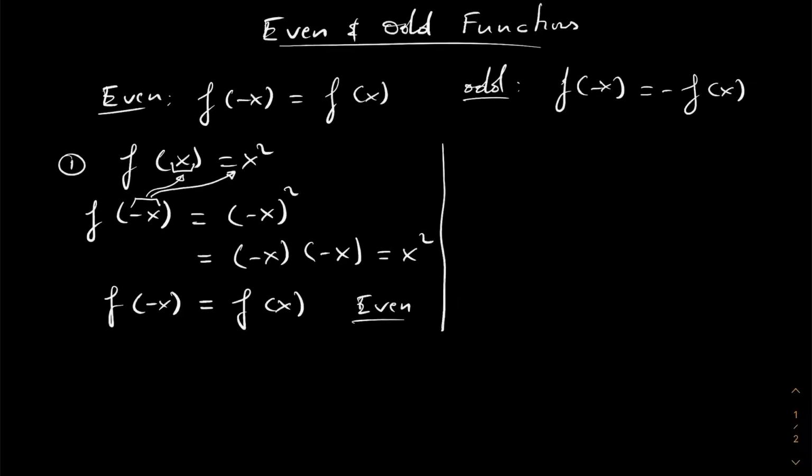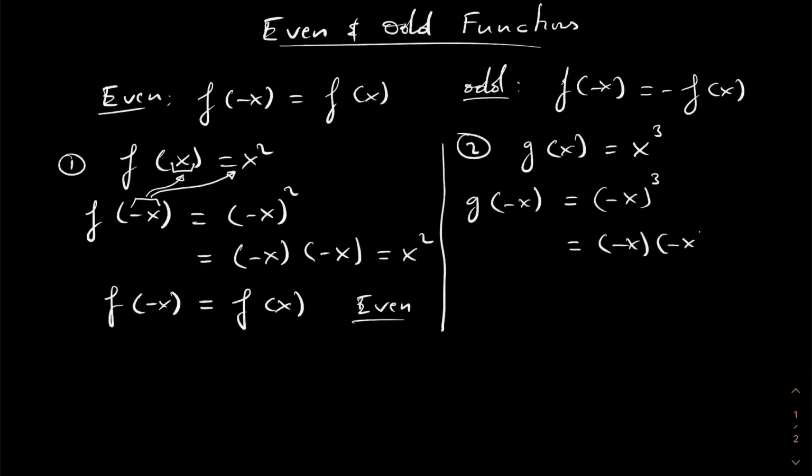Let me give you another example. If you had g of x equals x cubed, how would you show that this function is either even or odd? You would go ahead and say, what is g of negative x? That would be negative x all the way cubed. And so that would be negative x times negative x times negative x, three times, which would finally give you negative x cubed, because minus times minus is plus, times minus is negative.